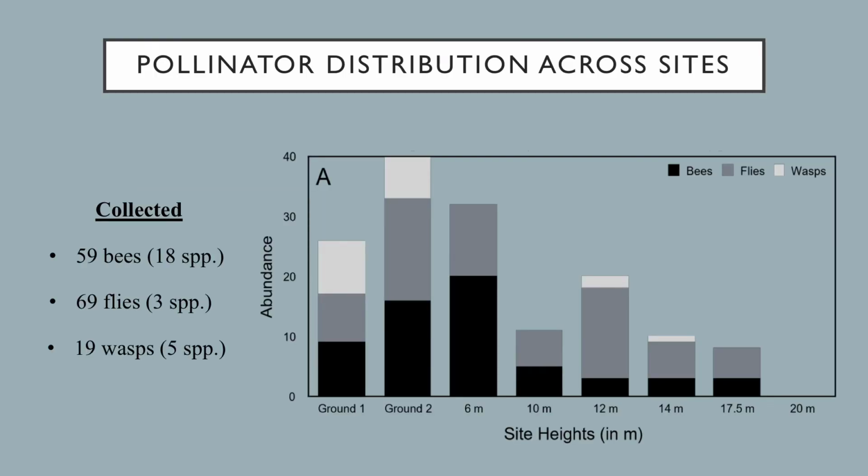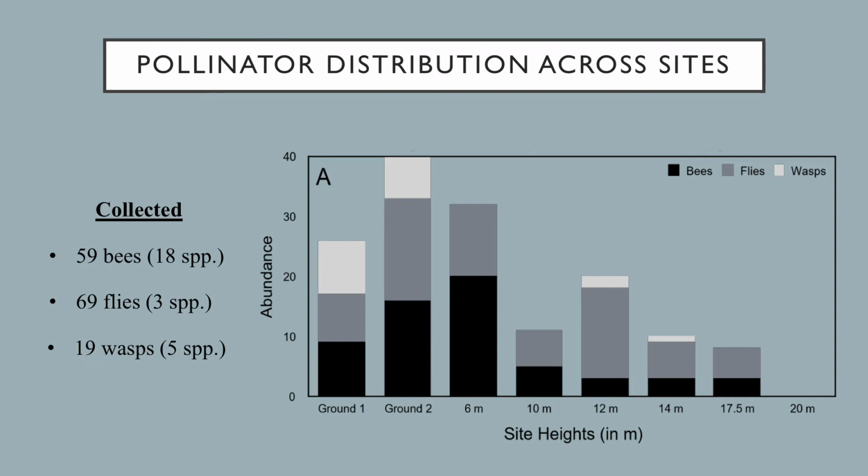In total, we collected 147 specimens. 59 of those were bees, for a total of 18 bee species, 69 flies, a total of 3 fly species, and 19 wasps, a total of 5 wasp species.